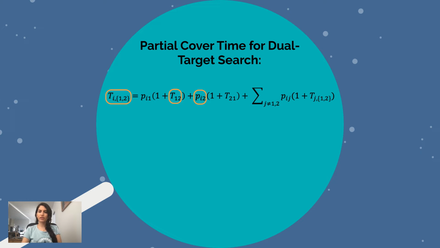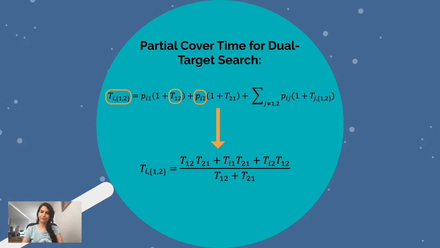T12 is the mean first passage time, or MFPT, from node 1 to node 2. Now, using matrix calculations and exploiting the fundamental matrix for the corresponding Markov process, eventually this relation reduces to the simpler form, as you can see here.